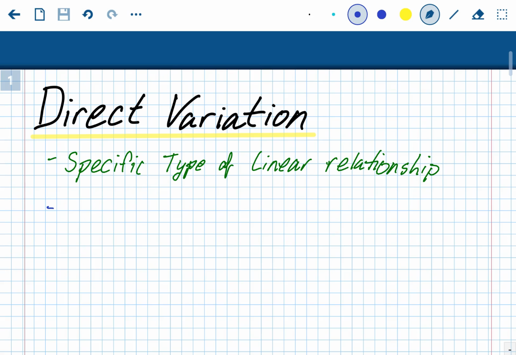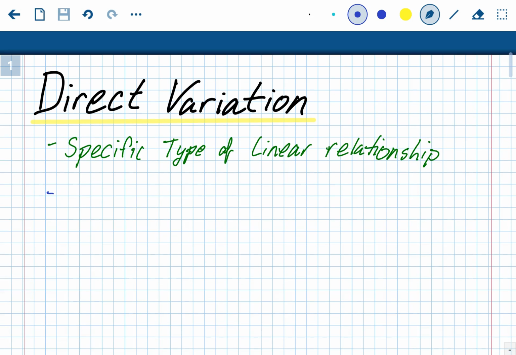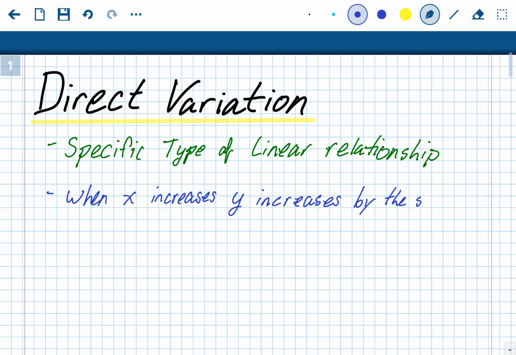So the specific type of linear function that we're looking for, all it means is that when x increases, y increases by the same factor. And that could also be decreases. It doesn't have to be a positive relationship. It could be negative as well. But we'll say when x changes, y is also changing by the same factor.